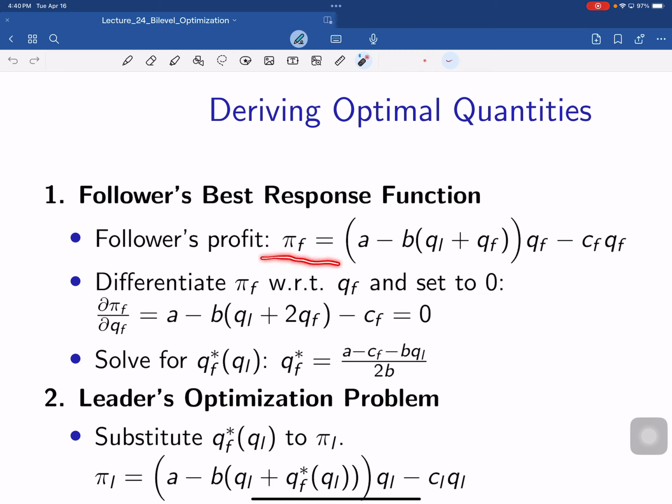So let's take the partial derivative of pi F with respect to QF and set it to 0, right? So then we get this so-called best response function, right? So the best response function is saying that after the follower sees the leader produces quantity QL, this function is the best response with respect to the leader's production quantity, right? Okay. So the follower's problem has a closed form solution with respect to Q sub L, right?